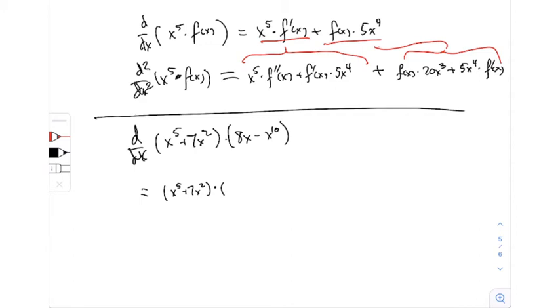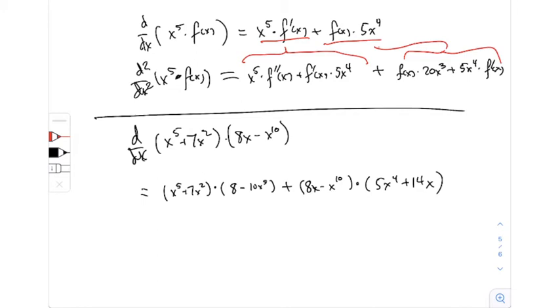So, you should have known the first thing times the derivative of the second thing plus the second thing times the derivative of the first thing. I already wrote down the first thing just the way it is, and then the derivative of the second part should have been 8 minus 10x to the 9, right? Like so, and then plus the second part just like it is, 8x minus x to the 10, times the derivative of the first part, what's that? 5x to the 4 plus 14x. And that's my answer.